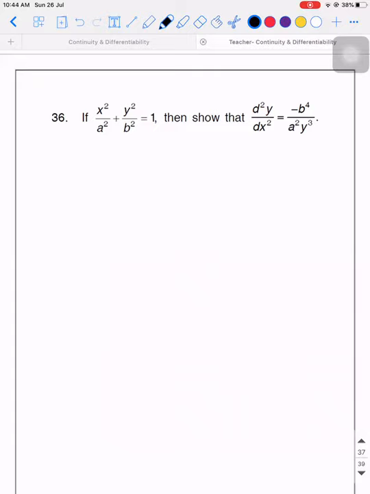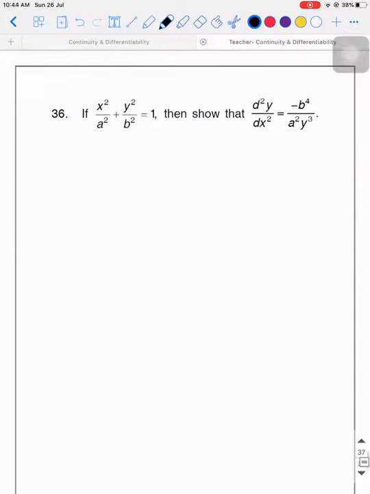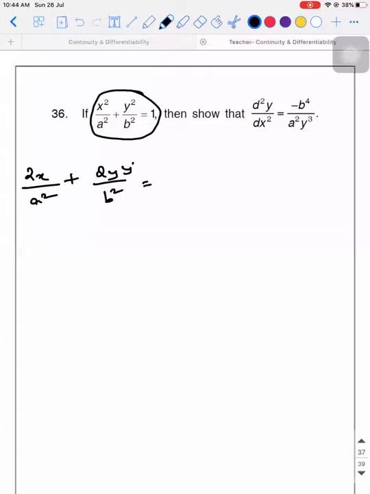I'll tell you two methods. One is x square by a square plus y square by b square. You can directly start differentiating. So 2x by a square plus 2y into y dash divided by b square is equal to 0. So y dash will be equal to minus b square divided by a square into x divided by y.